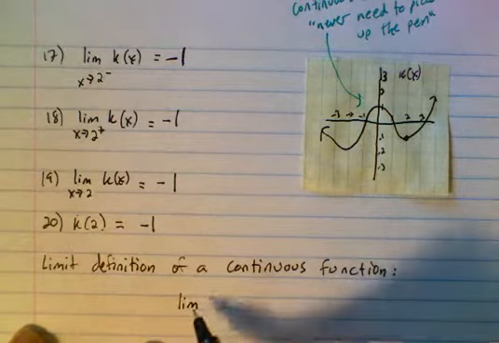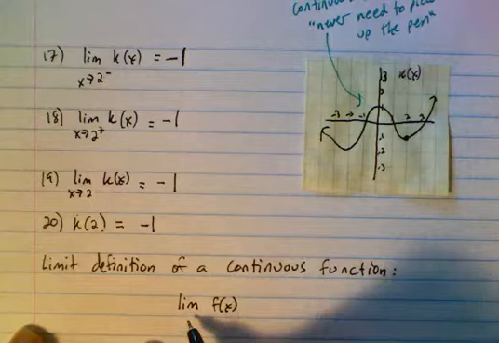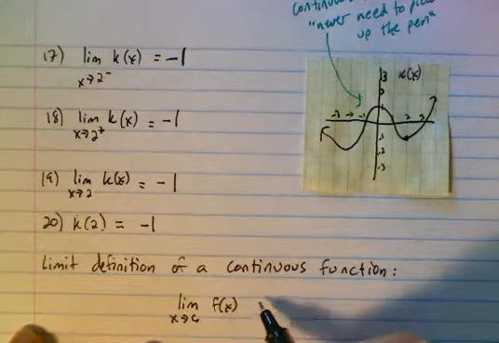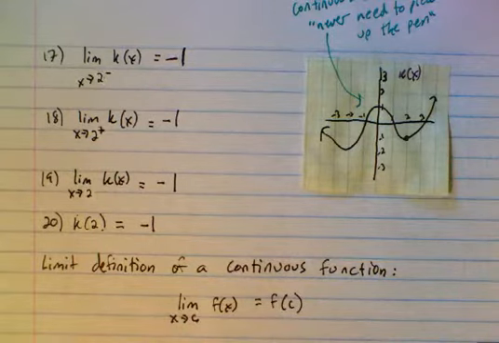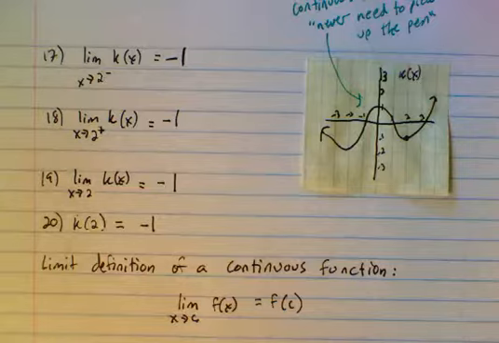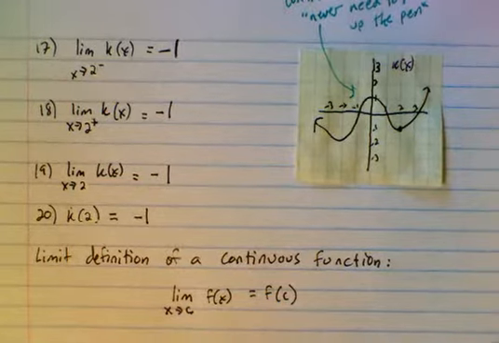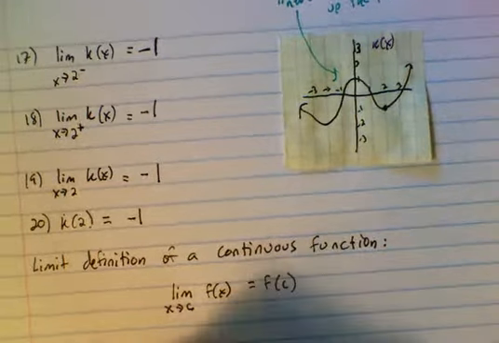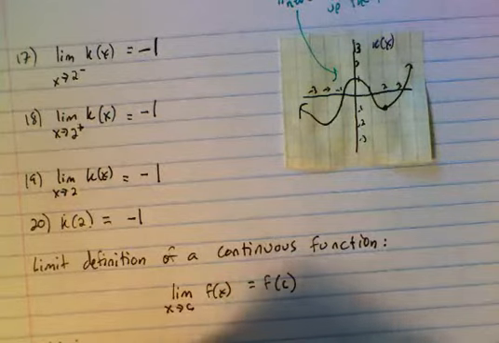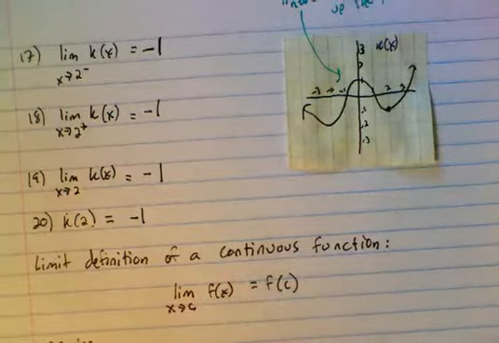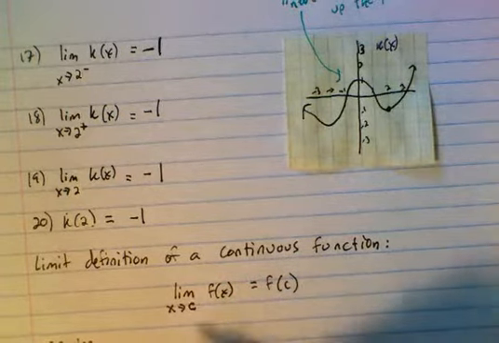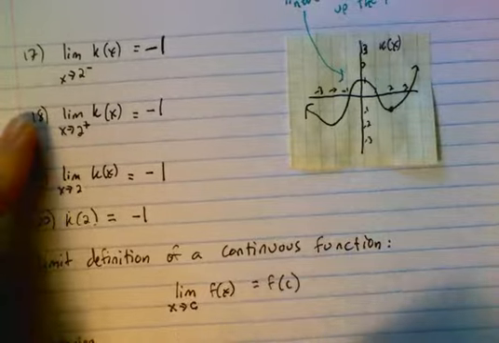The formal definition is that the limit of f of x as x approaches c equals f of c. So a continuous function is one where the limit of f of x as x approaches c equals f of c. And if we write that out in words, that means a couple of things. One is that the left hand and the right hand limits are the same.